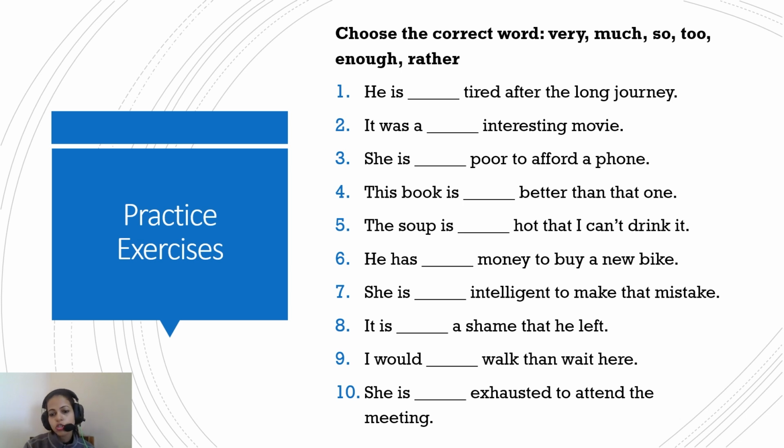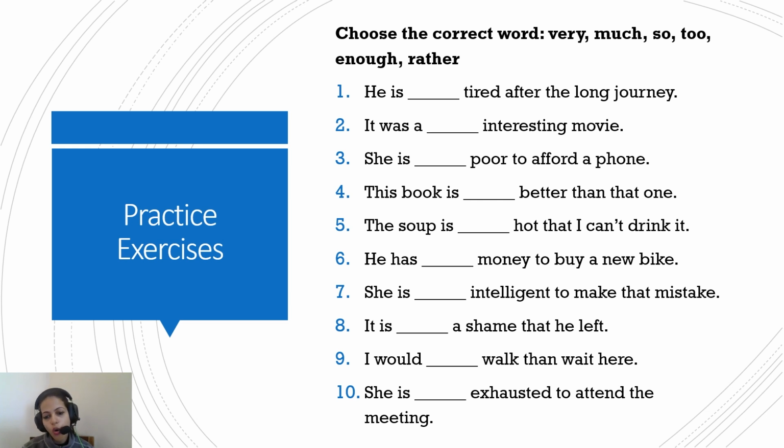She's dash intelligent to make that mistake. So she is too intelligent to make that mistake, because she has committed a mistake. So there is a negative implication here. So she's too intelligent to make that mistake. That would be the correct choice. It is dash a shame that he left. It is rather a shame that she left. So here to emphasize, it's rather a shame that she left, because it is enough a shame that she left doesn't make sense. How much shame? You're not telling how much shame. It's rather a shame that she left.